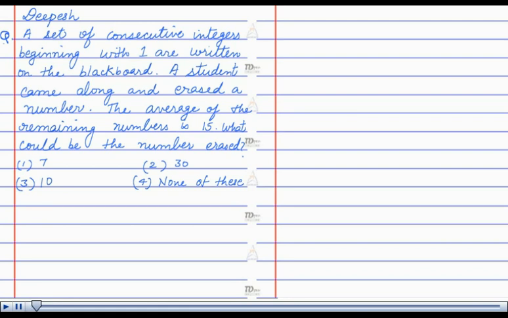Hello, I am Dipesh. The question is, a set of consecutive integers beginning with 1 are written on the blackboard. A student came along and erased a number. The average of the remaining numbers is 15. What could be the number erased?